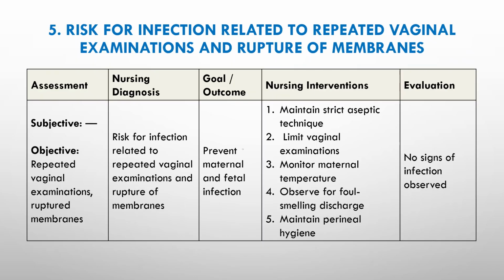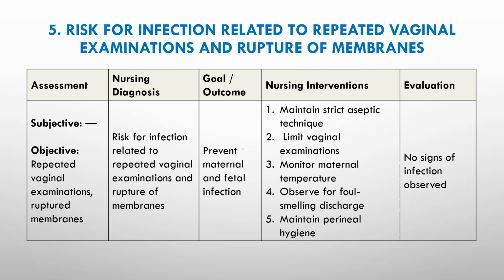The fifth nursing diagnosis is risk for infection related to repeated vaginal examinations and rupture of membranes. During the first stage of labor, the risk of infection increases when the membranes are ruptured and when frequent vaginal examinations are performed. In this situation, there is usually no subjective data reported by the woman, but objective data include repeated vaginal examinations and ruptured membranes. Based on these findings, the woman is considered at risk for maternal and fetal infection.